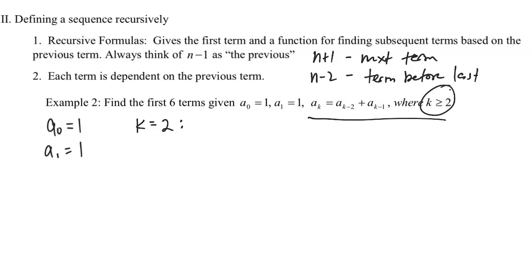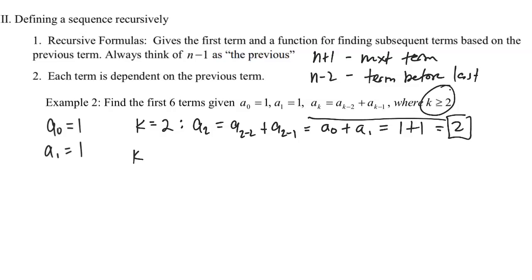And so when I do that into the formula, I'm going to get a sub 2 is equal to a sub 2 minus 2 plus a sub 2 minus 1, which of course will just be a sub 0 plus a sub 1. And I know what those two terms are because they were given. And so this is going to be 1 plus 1, which is going to equal 2.